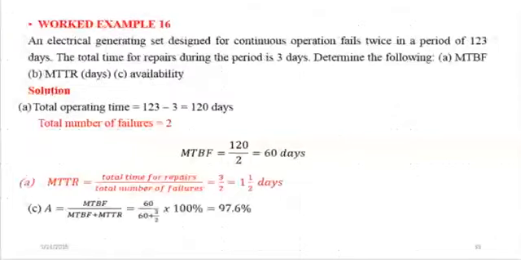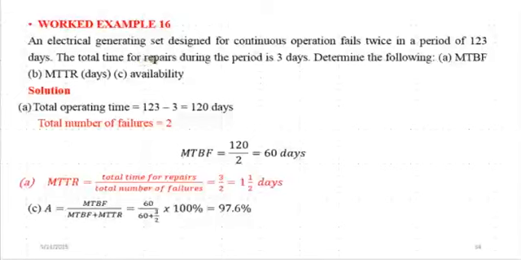For us to understand this better, here we are going to take an example. Worked example number 16: an electrical generating set designed for continuous operation failed twice in a period of 123 days.